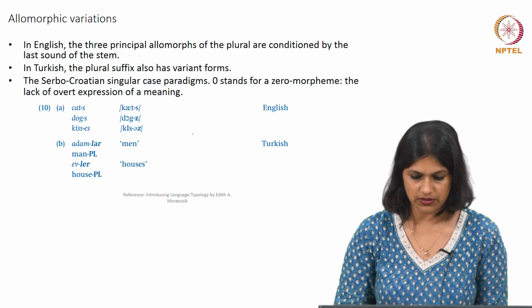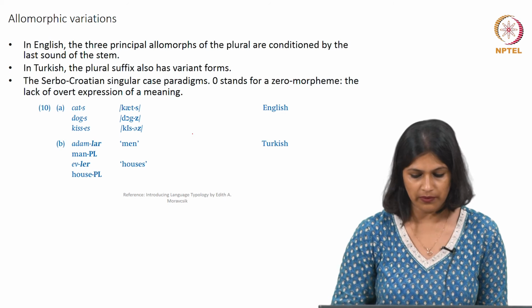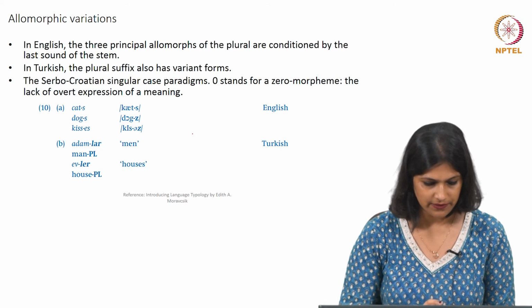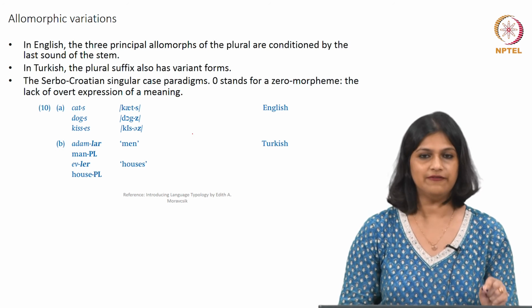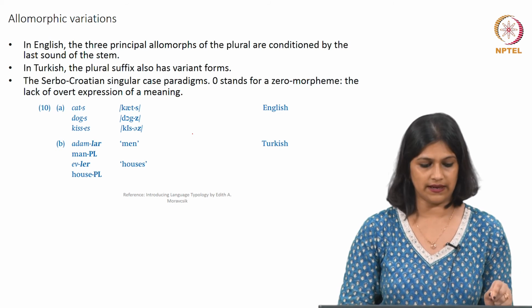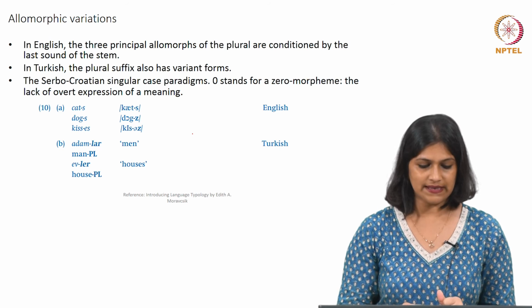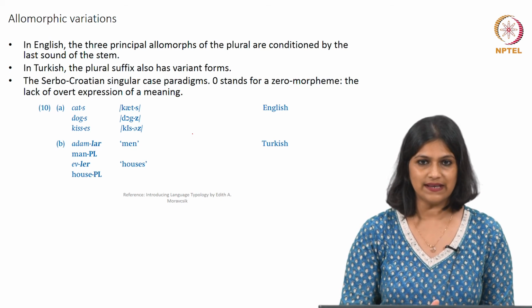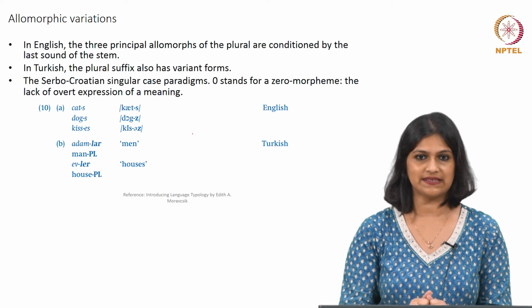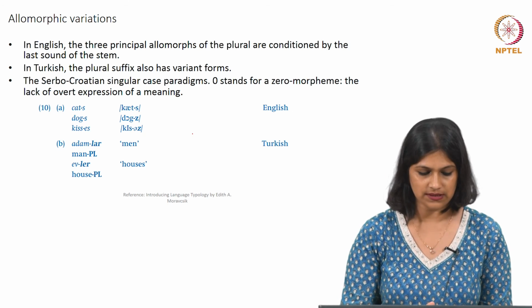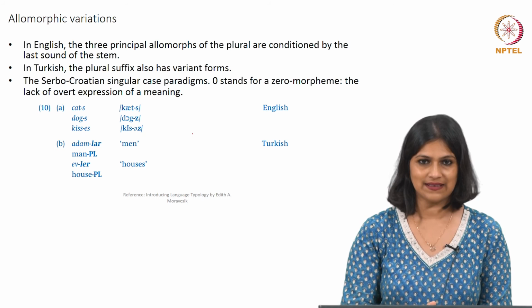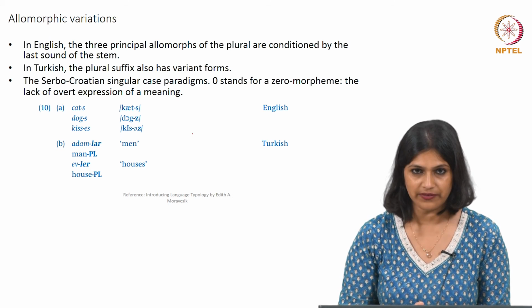That is a different story altogether, which has a zero morpheme. We do not have the data for Serbo-Croatian here, but I will just briefly tell you what it is. Now, first analyze the English data given in 10A. In 10A, when the word is cat, the morpheme is cats. When the word is dog, the morpheme is dogs. When the word is kiss, the morpheme is kisses, the plural morpheme, right.